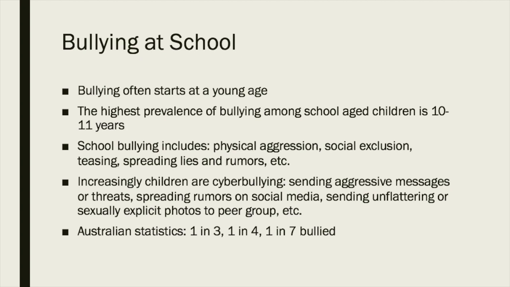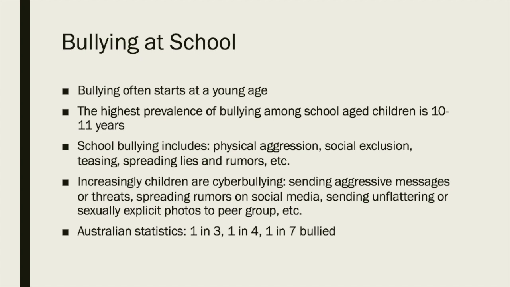School bullying typically involves physical aggression, whereas workplace bullying does not. Both types of bullying involve social exclusion, teasing, and the spreading of lies and rumors. A disturbing trend over the last few years are the rising cases of cyberbullying at school. This wasn't an issue when I was a young boy, but it is for today's youth. Cyberbullying usually takes place over social media and can involve the sending of aggressive messages or threats, the spreading of false rumors, or sending unflattering or sexually explicit content to peers, for example.